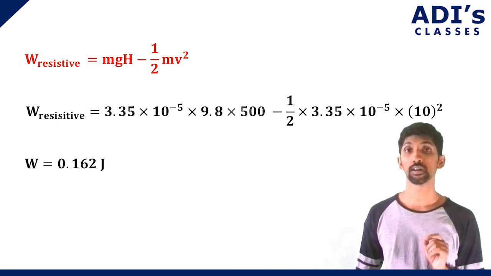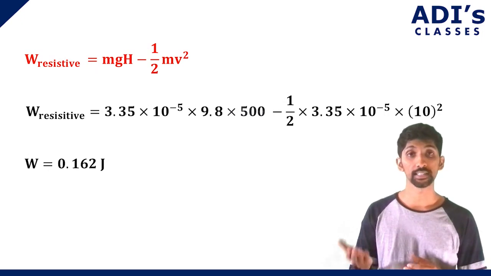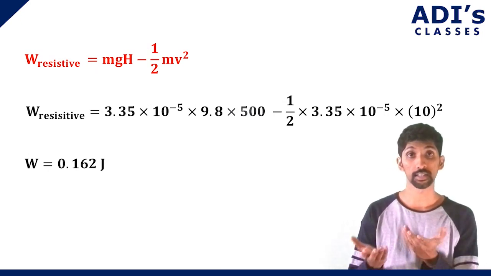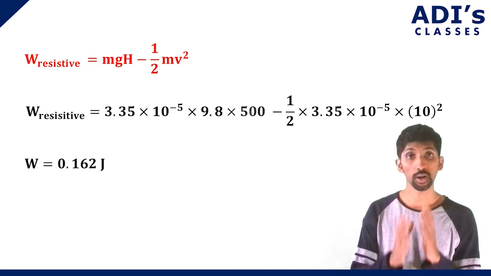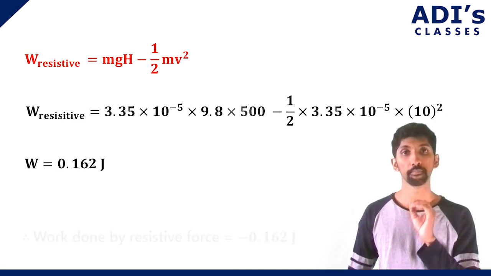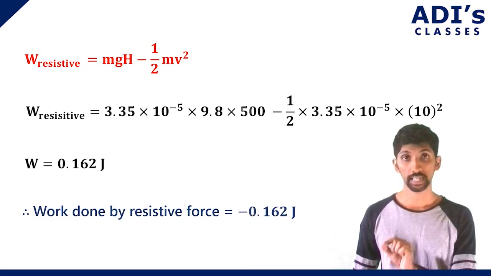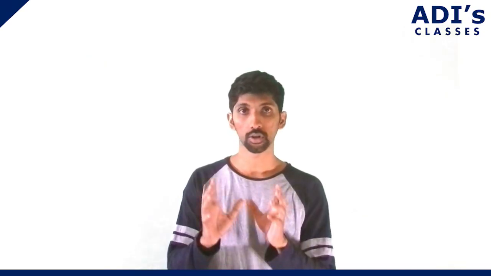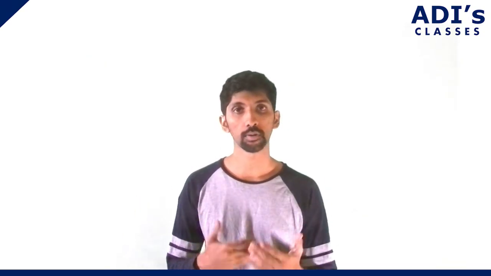Now since this is basically against the gravitational force, because the resistive force is against the gravitational force, you have to write the answer as minus 0.162 joule. Okay, the negative sign is because you're going against gravity. Okay, so just go through the video again so that you understand how the problem has to be done.